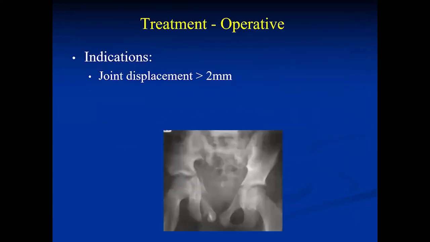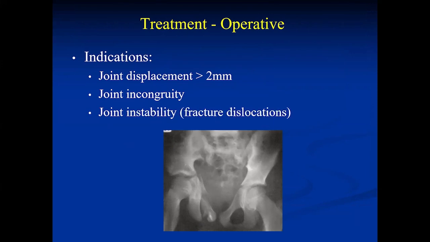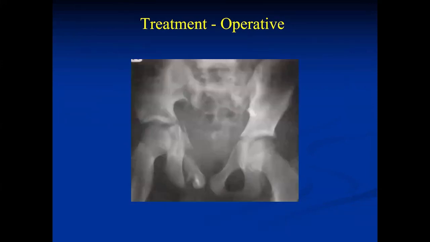Really, the indications are if you get more than 2 millimeters of joint displacement, because even though these fractures will heal, the articular incongruity can be problematic for children. If you have joint incongruity, even if there is less than 2 millimeters of displacement, you want to operate on them. And also if there's joint instability, particularly with fracture dislocations.